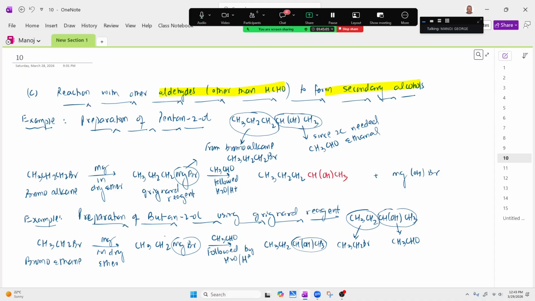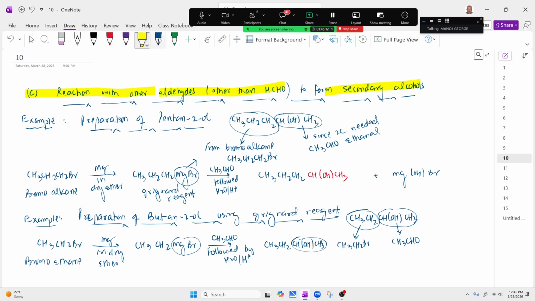Guys, is everyone very clear? Are we okay with the third set of equations? It's easy now, right? The first one was with CO2 to form the carboxylic acid. The second was with methanol specifically to form the primary alcohol. The third one is with other aldehydes.